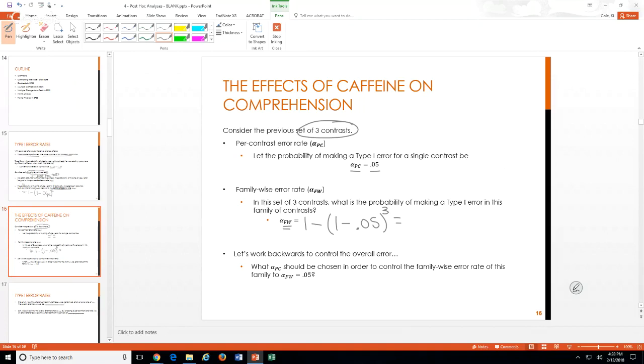$0.14. 0.143. Did anybody else get that? Okay.